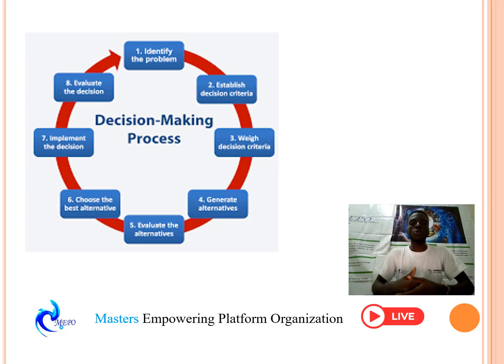Then we go to number 6, choose the best alternative. Like I said, you have to choose the best alternative. When you choose a good alternative, it will help you. So these are the things that we see in the decision making process. Then number 7, implementing the decision. When you take a decision in a business setting, you have to implement it, you have to put it in action. Don't sit and say I have a decision, I want to do this and this. No, you implement the decision and you take action immediately. This is also one of the decision making process.